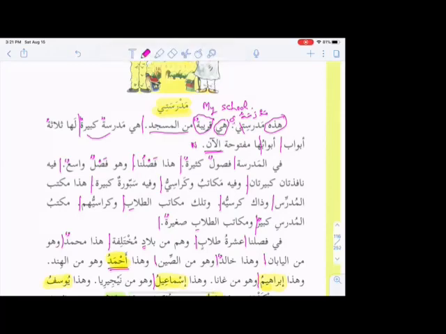This is only zarf. There is no mudaf ilayhi after al-an. This is zarf. Al-ana. Abwabuha, the doors of it. So abwabu is your mubtada, wa huwa mudaf. Ha mudaf ilayhi. Maftuhatun.